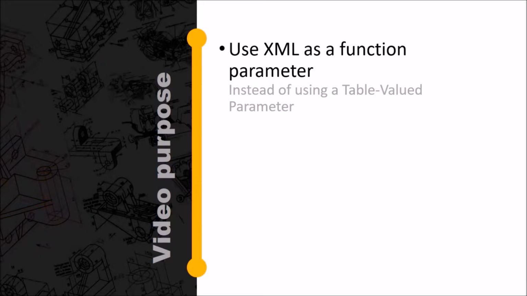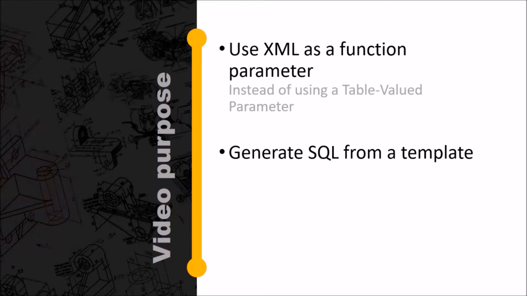So the example I'm going to use is a function with XML parameters. I could have used JSON, for example, instead of XML, but JSON's new in 2016 and XML has been around for like a decade now. I could have used table valued parameters, but they're strictly typed, and this is a general purpose function that I'm writing here, so I need the flexibility of XML. The purpose of the template is to generate SQL.